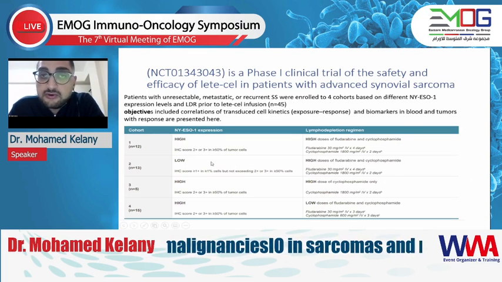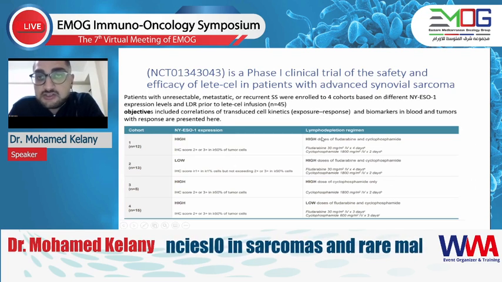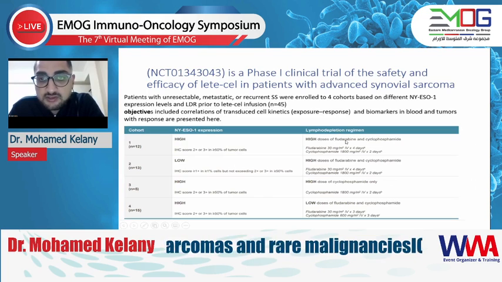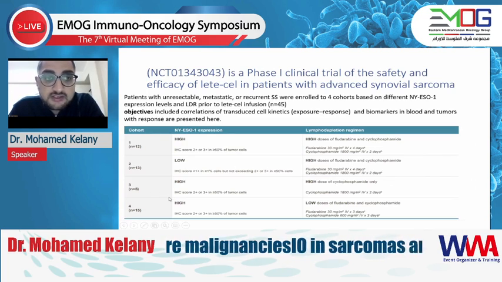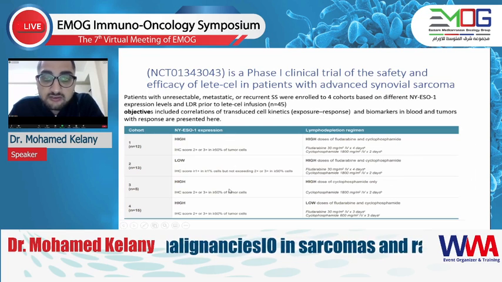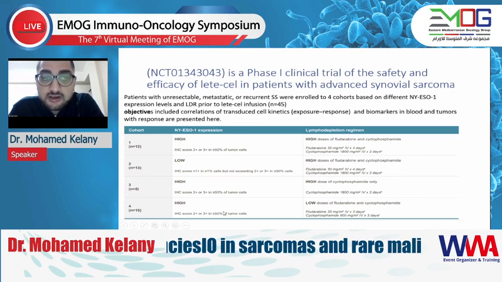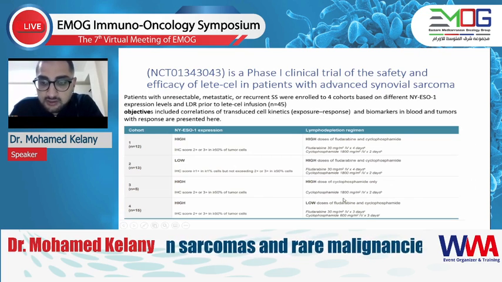They designed it in 4 cohorts according to the expression of the cancer testis antigen and the lymphodepletion regimen used. Cohort 1 was high expression of the cancer testis antigen, and the lymphodepletion regimen was high dose fludarabine plus cyclophosphamide. Cohort 2 was low expression, and again we used high dose fludarabine and cyclophosphamide. Cohort 3 was high expression of the cancer testis antigen, and the regimen was cyclophosphamide only. And cohort 4 was high expression of the cancer testis antigen, and we used low dose fludarabine and cyclophosphamide.